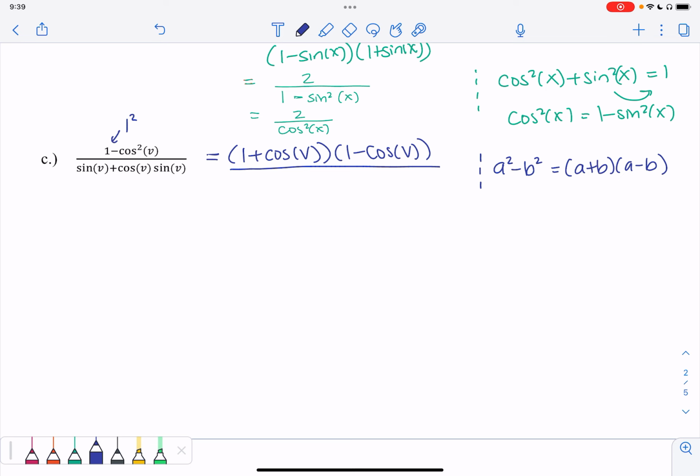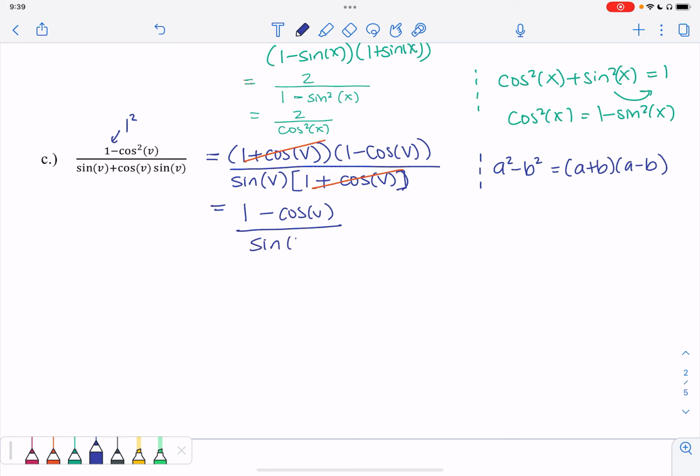In the denominator, I can see that the common factor is sine of v. When I pull that out, what's left is 1 plus cosine of v. Then I want to see if anything cancels. I have a 1 plus cosine v in the denominator as a factor and 1 plus cosine v in the numerator, so those cancel out. This leaves me with 1 minus cosine of v all over sine v, and we are okay to stop there.